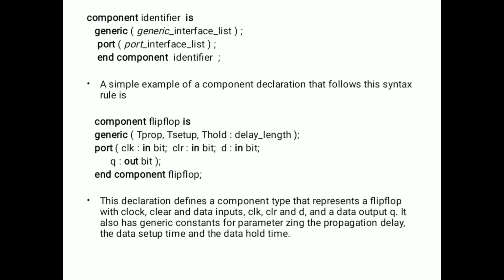Now port: clock, which is of type bit, is separately defined because for this we need to give a clock signal. Then clear, a bit that is 0 or 1, then D input bit, then Q output. Then we will end this component, which is a flip-flop. So in this way we can declare a component type that represents a flip-flop with clock, clear and data inputs, and with a data output of Q. It also has generic statements for the parameters of propagation delay, the data setup and data hold.